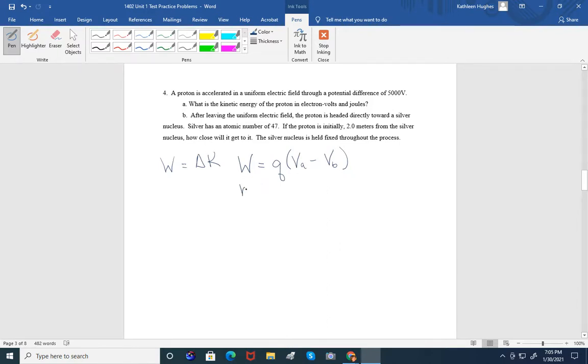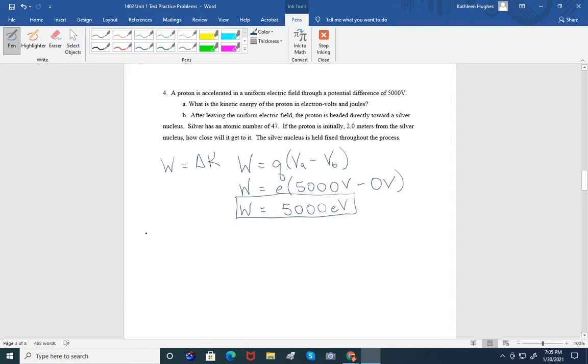So in this case, the charge is one elementary charge times 5,000 volts. We can think of it in terms of it going from 5,000 to 0. It's a 5,000 volt potential difference. This simply equals 5,000 electron volts. So if we want to just get it in terms of electron volts, the proton has a charge of 1 electron, 5,000 volt potential difference. It's very straightforward.